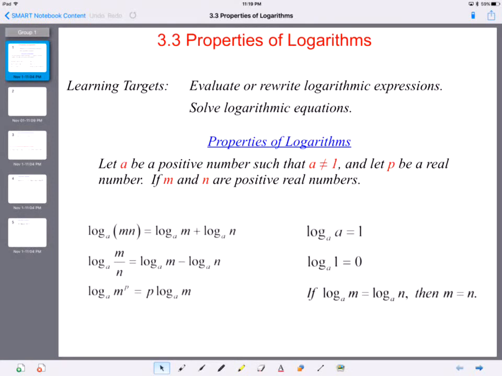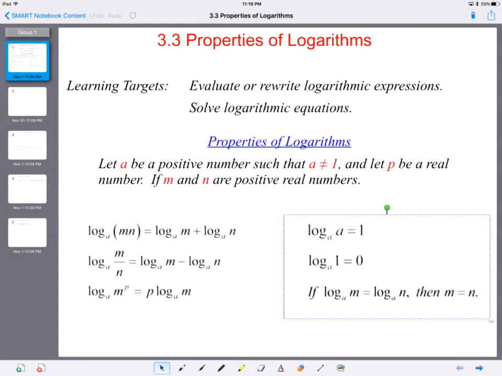Welcome to section 3.3, Properties of Logarithms. We've introduced exponential functions and simplified some of those. We've also done logarithms, but now we're going to move on to properties of logarithms and be able to start solving logarithmic equations. We need to evaluate and rewrite logarithm expressions just to practice the properties, and then we'll get into solving logarithmic equations.